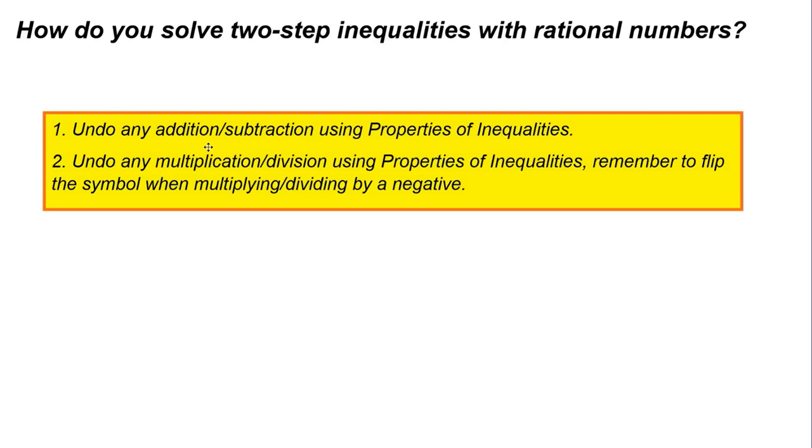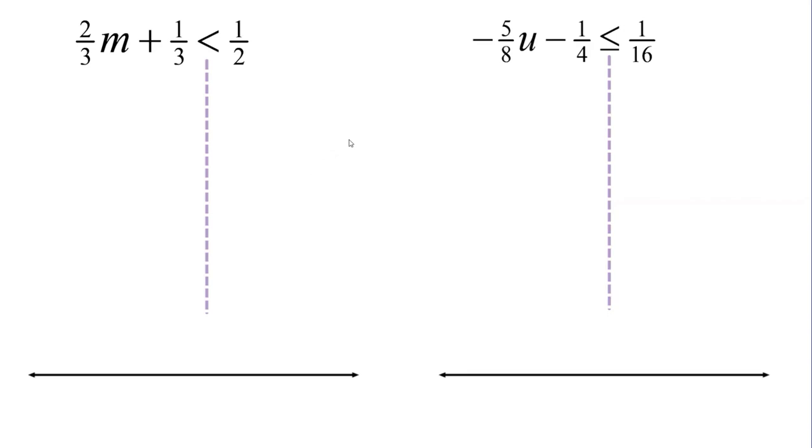So again, the first thing we want to do is undo any addition or subtraction using the properties of inequalities. And then secondly, undo any multiplication or division using properties of inequalities. And then as always, what do we have to remember? We have to remember to flip the symbol when multiplying or dividing by a negative. Hopefully that is beaten into your brain by now, that whenever you multiply or divide both sides of an inequality by a negative, you have to flip the inequality symbol around. So let's solve some inequalities, shall we?